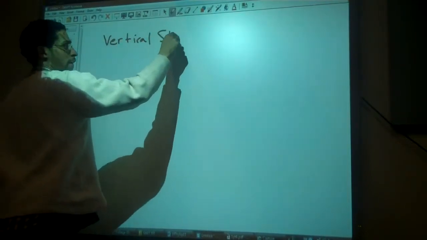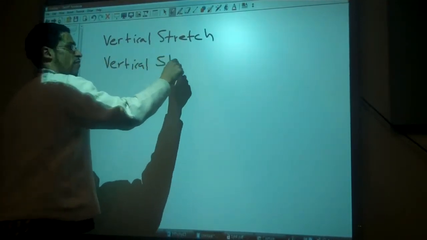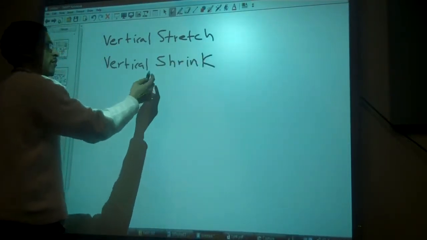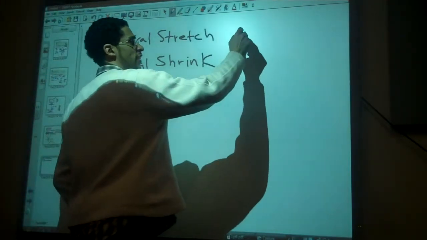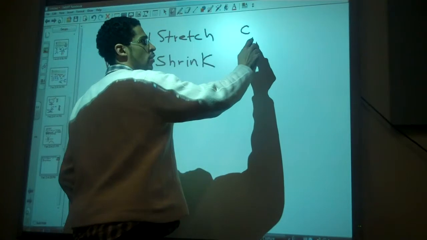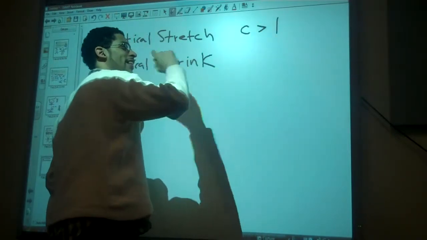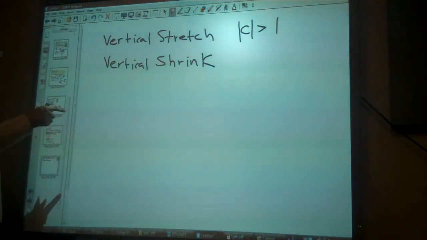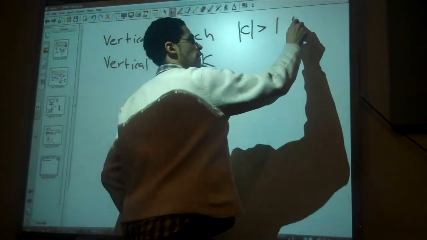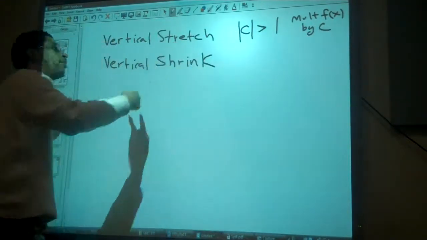A vertical stretch versus a vertical shrink. Compression. Okay. If you take a constant C, which is greater than 1, technically in absolute value, and multiply your function by C, that will accomplish a vertical stretch.